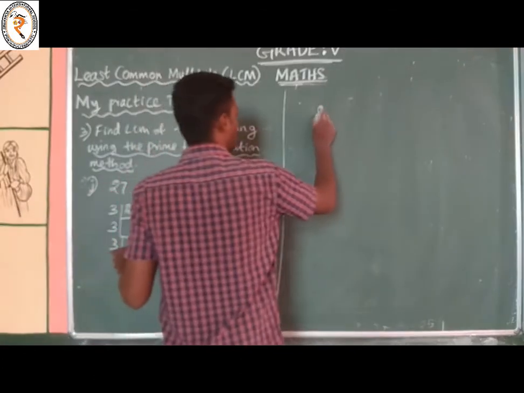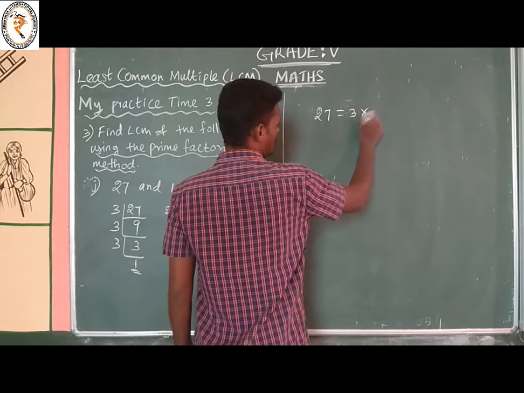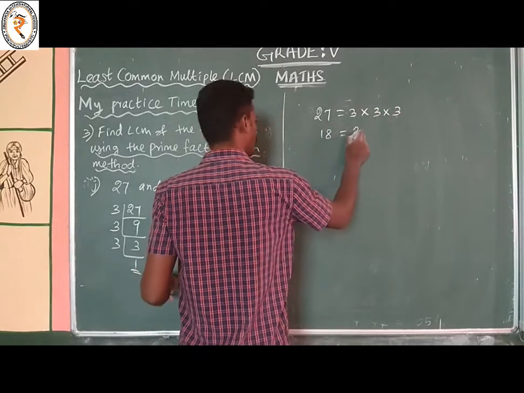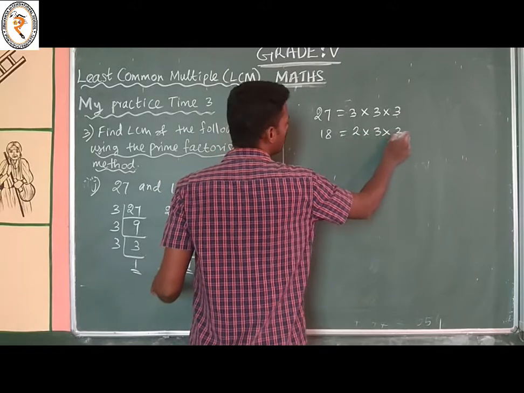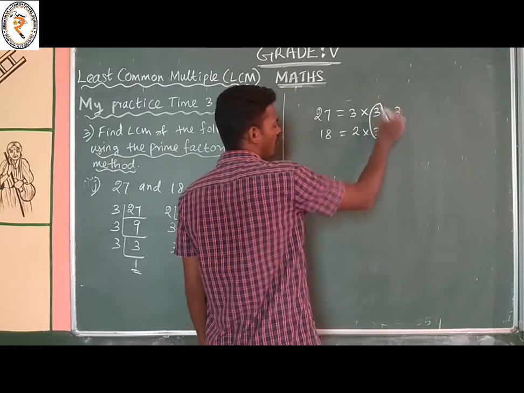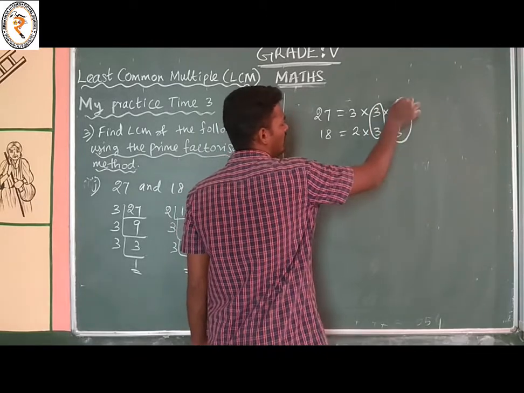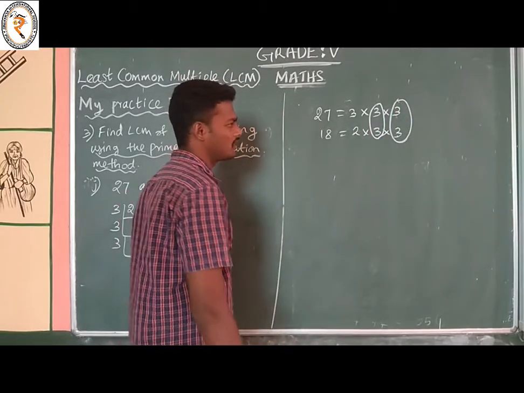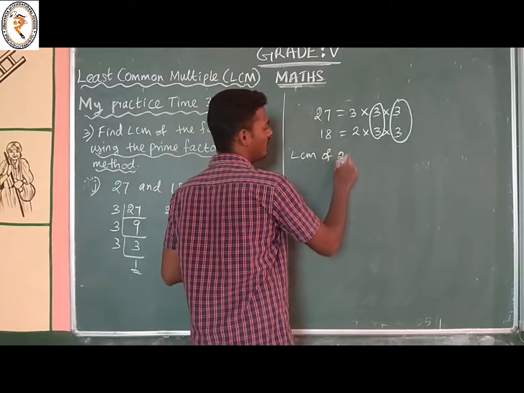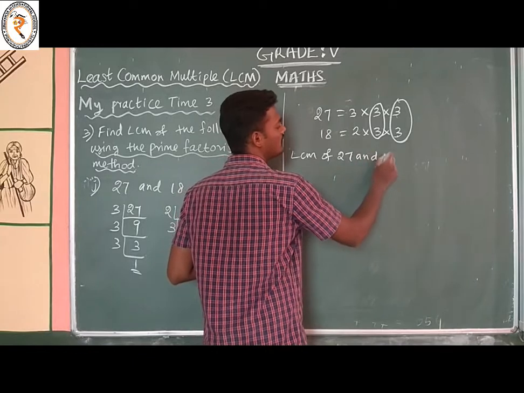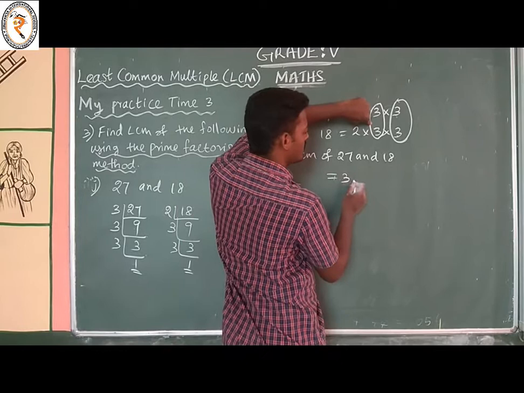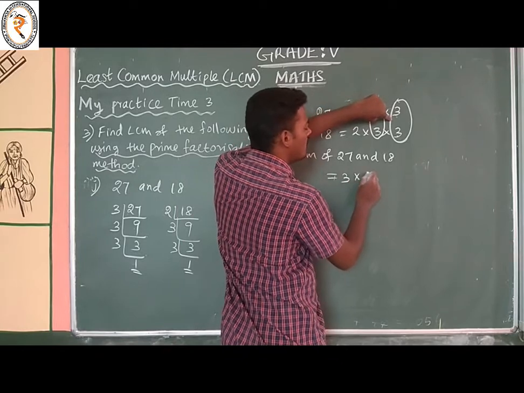Therefore 27 we can write 3 into 3 into 3. And 18 we can write 2 into 3 into 3. They form a common number, one common number 3, and again 3 is another common number. So 2 common numbers, 3 and 3. The LCM of 27 and 18 is equal to, first we write the common numbers: one common number 3 and the other common number also 3.